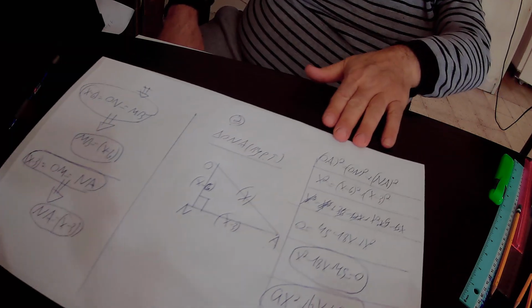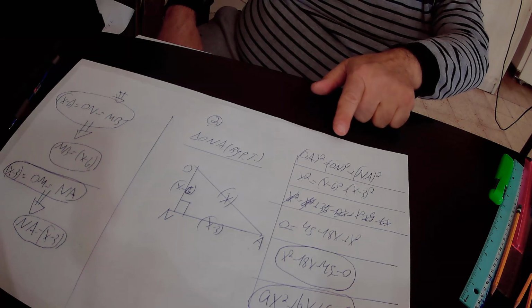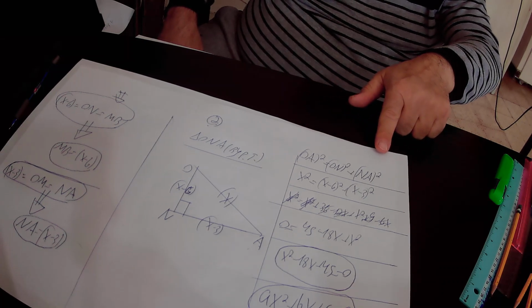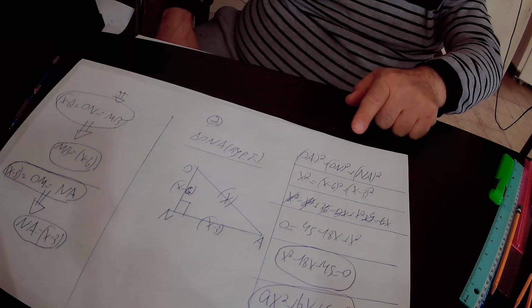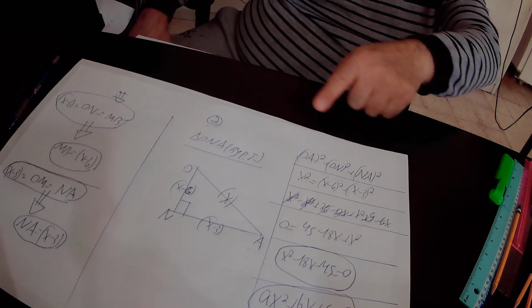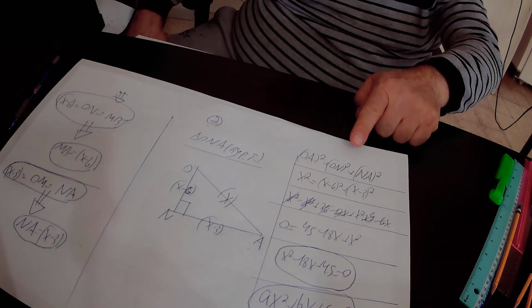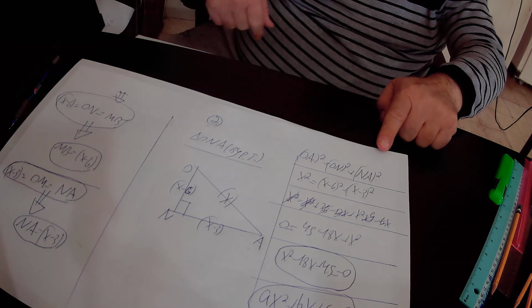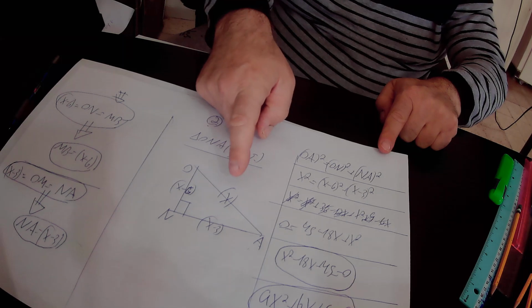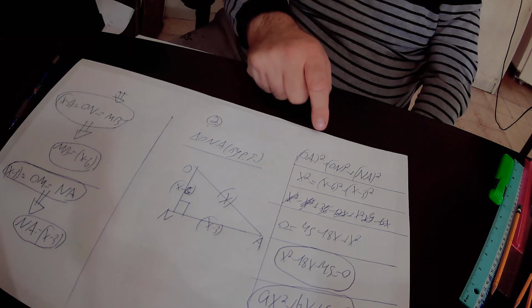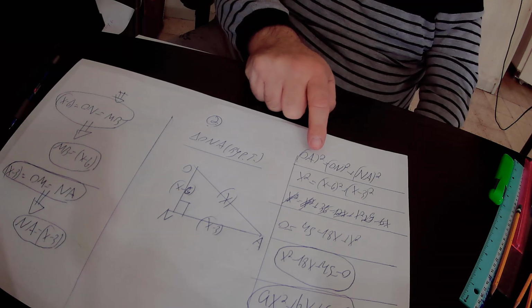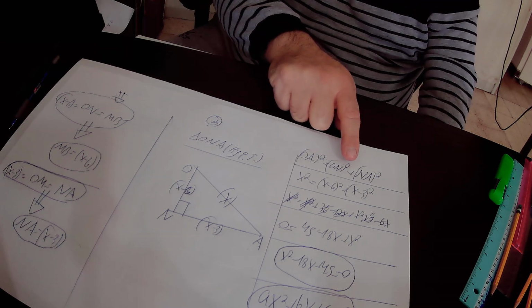Again, AO square or OA square equals ON square plus NA square. OA is x, therefore OA square is x square. ON is x minus 6, therefore ON square is (x minus 6) square. AN is x minus 3, therefore AN square is (x minus 3) square. In conclusion, we found that x square equals (x minus 6) square plus (x minus 3) square.